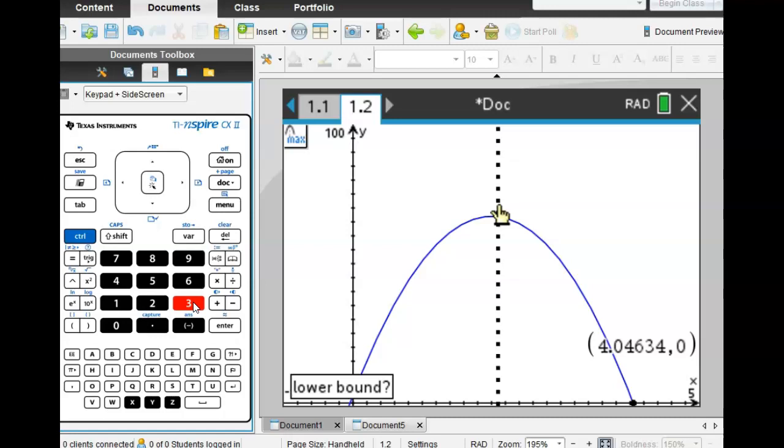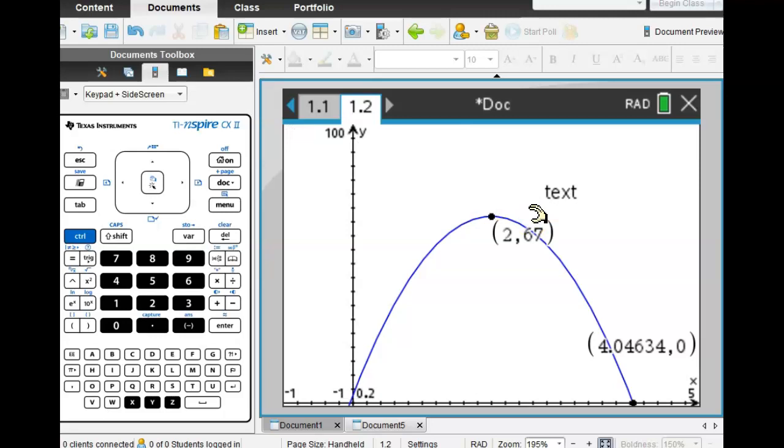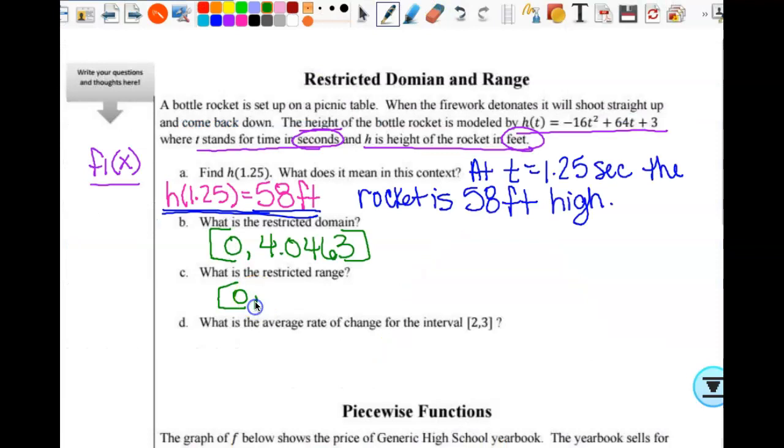You got to move it. I wish I could for you. Move it to where, like mine's in a bad spot. It doesn't have to be way over here, but it needs to be on the left-hand side of the maximum, like right there. And then you would click. Then when it says upper bound, you move it over here. You click right there, and then it'll give it to you. This is 67. Okay. Everybody with me? So we go from 0 to 67.